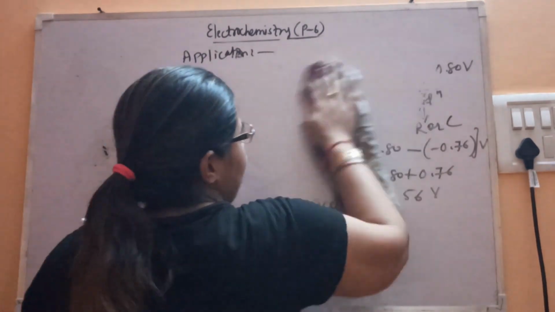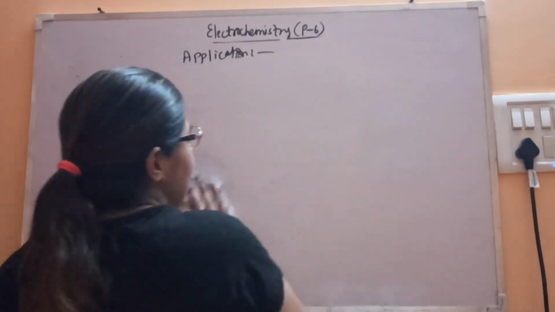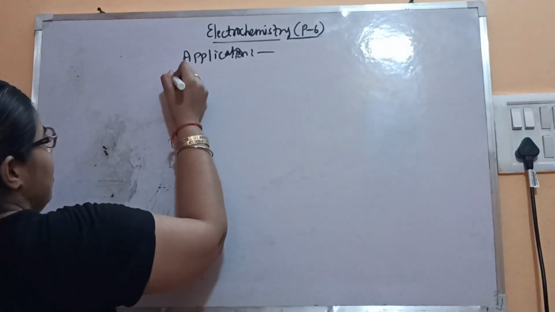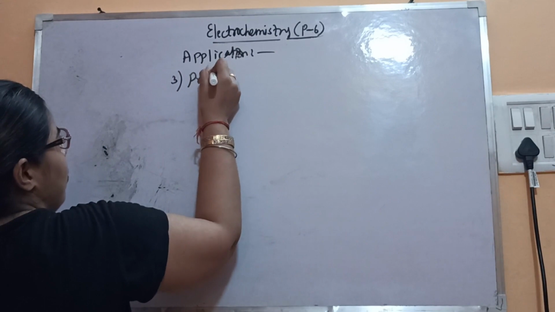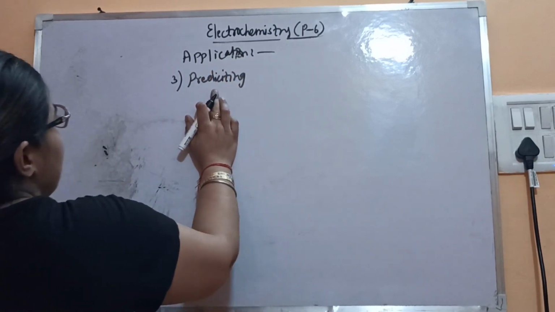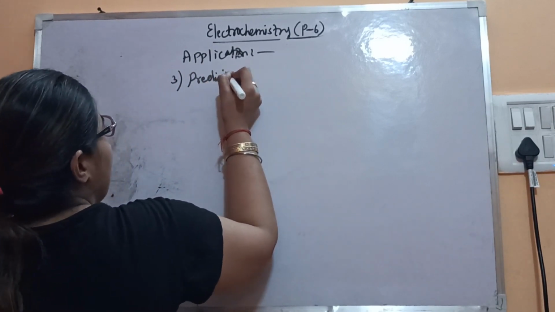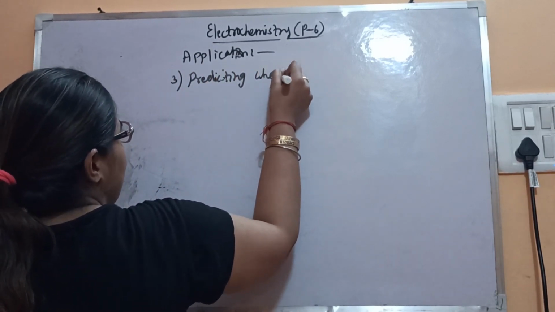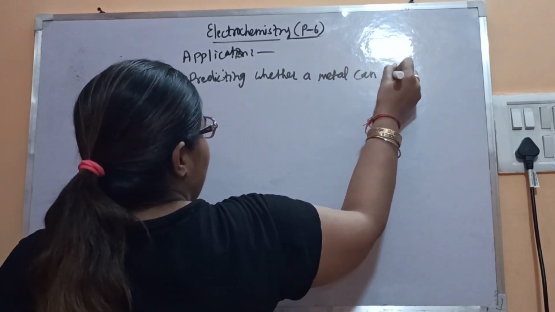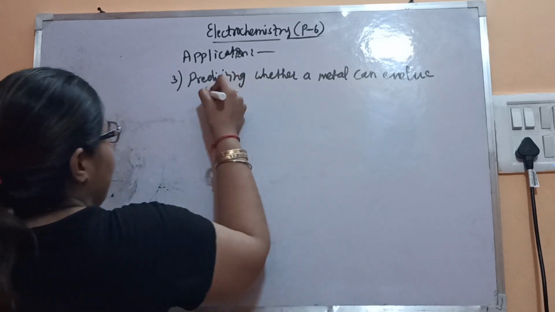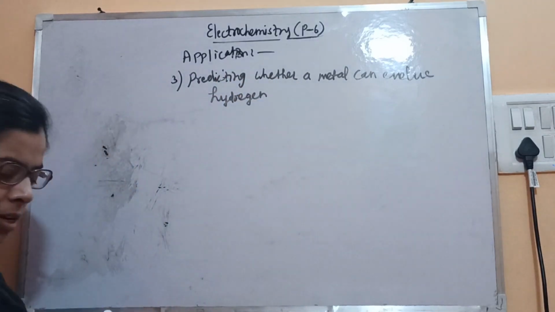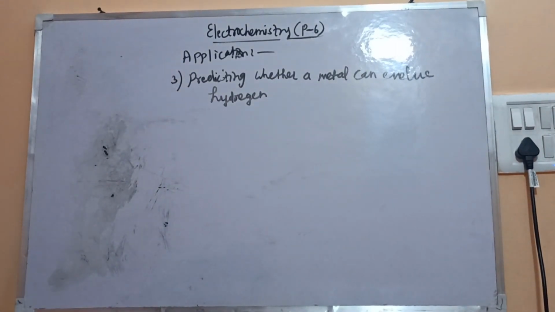Now let's see the next application, the third one: predicting whether a metal can evolve hydrogen from an acid or not.